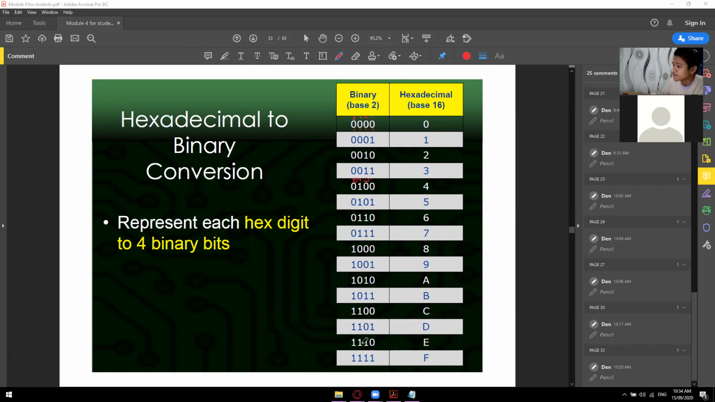And then 8 plus 4 plus 2, which is your 14, which is equivalent to letter E. And then for letter F, so 8 plus 4 plus 2 plus 1. So just add those 4, then you'll get 15. Okay? So medyo clear naman so far, or clear naman ba dito sa binary to hexadecimal? So that's how we convert a binary to decimal.